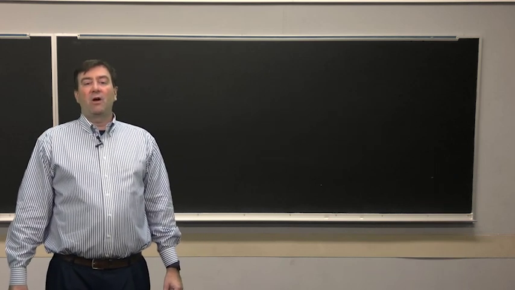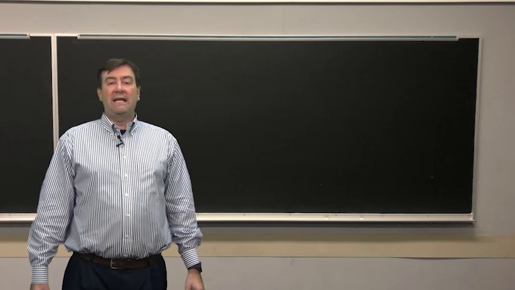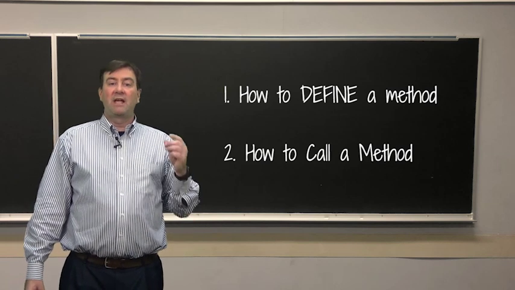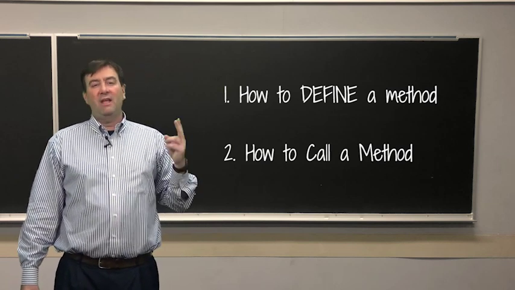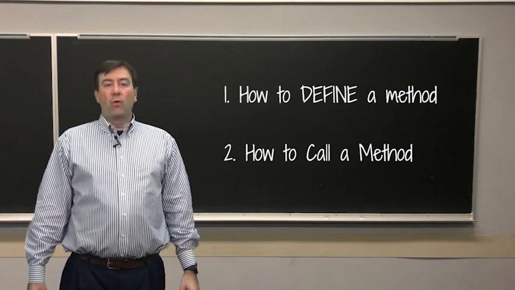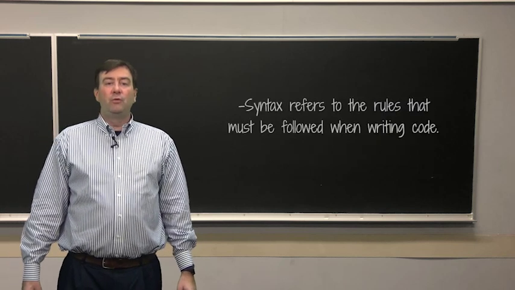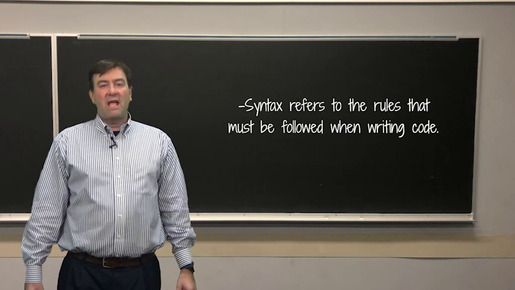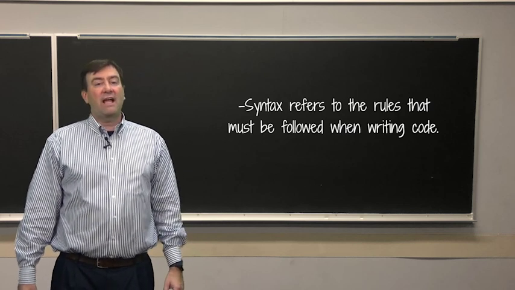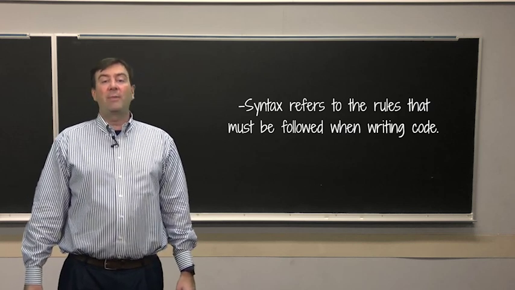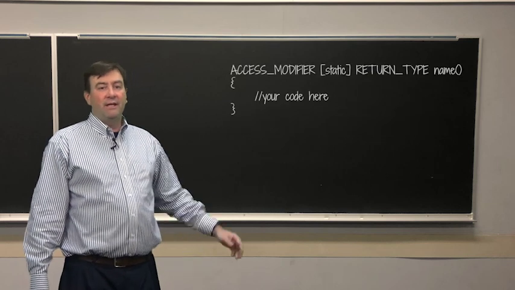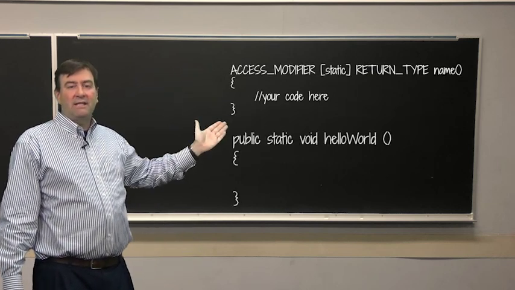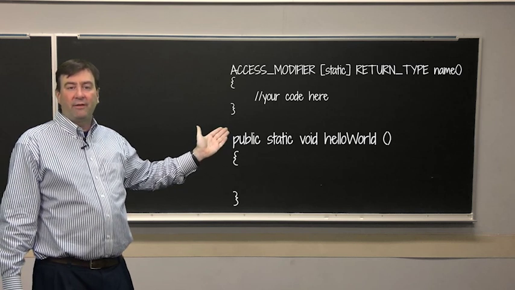In Java, all of the code you write will be contained in a method. There are two things you need to know about methods: how to define a method and how to call a method. In order to define a method, you need to know the syntax of a method declaration. As we stated earlier, syntax refers to the rules about how code is written. Here is the syntax for a method, and here is an example of a method declaration.